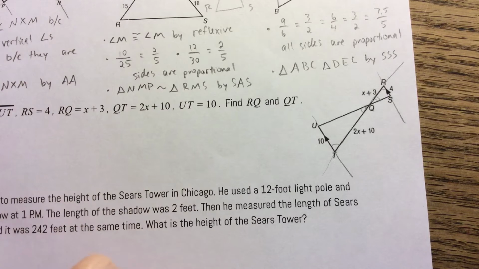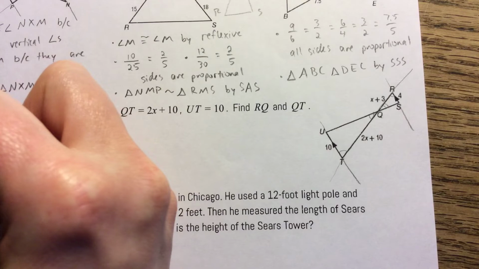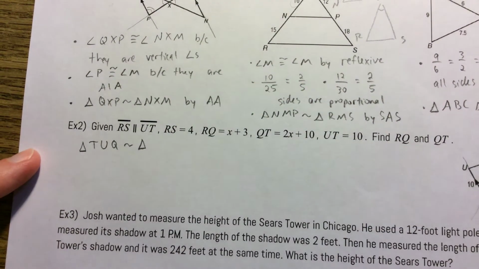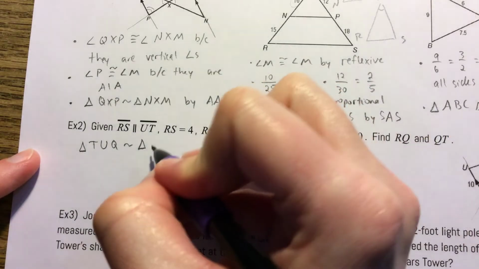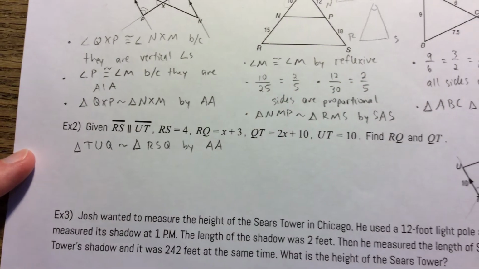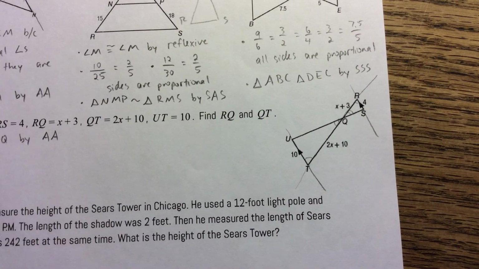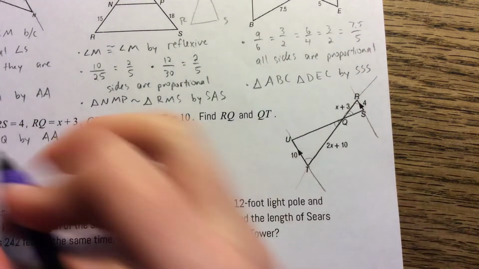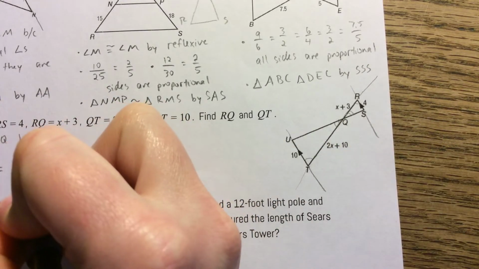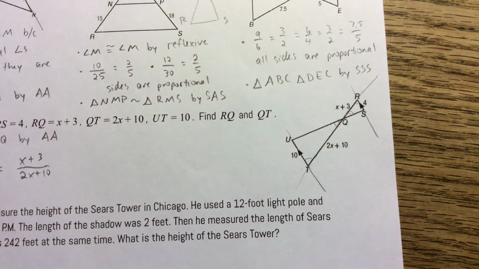So I'm going to say triangle, let's say TUQ is similar to triangle RSQ by angle, angle again. So what we're going to do is set up a proportion again. So if I do small over big, if I have 4 over 10 equals, and then we're going to simplify, we're going to solve this.